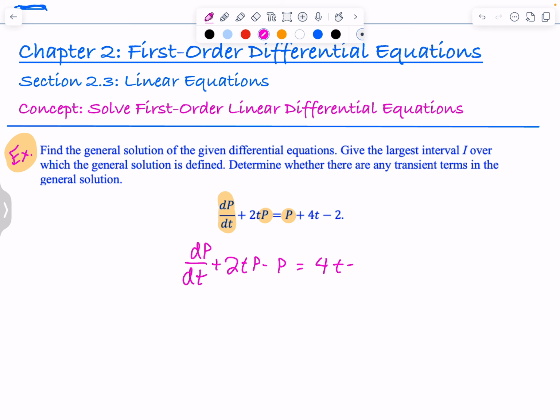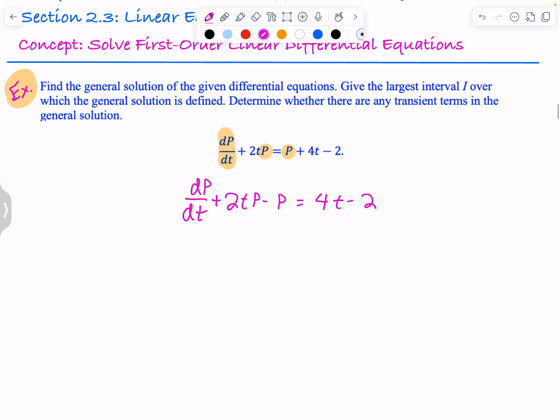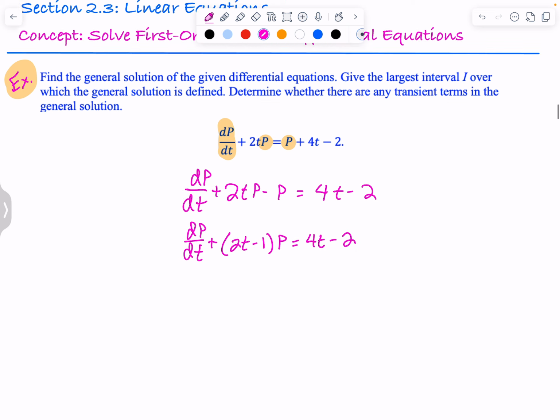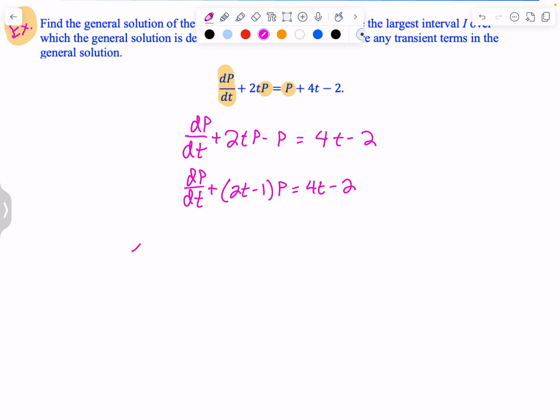All right, but that still has a problem, right? There are two P's, but notice those two terms have a P. So we get 2t minus 1 times P. Multiply that out to make sure it's still right. Now it's first order linear.